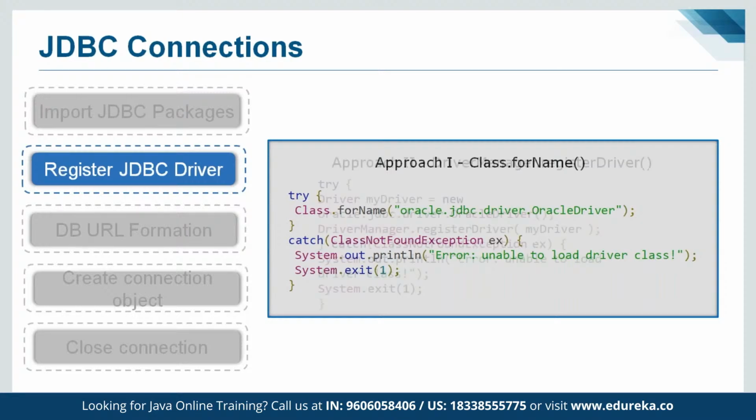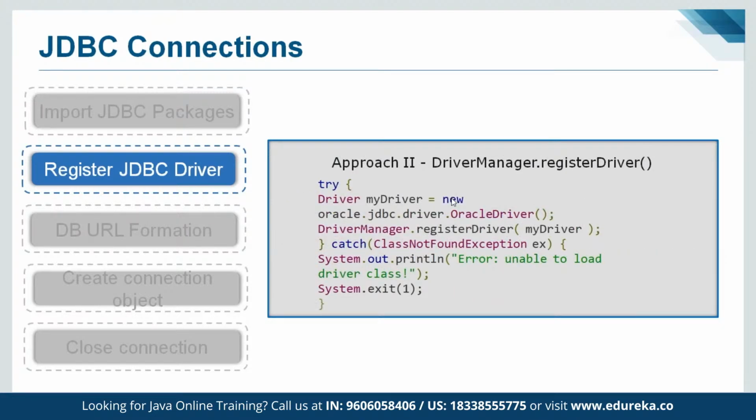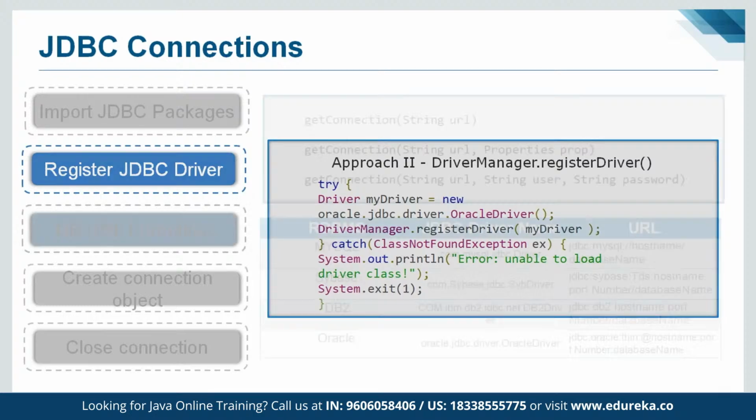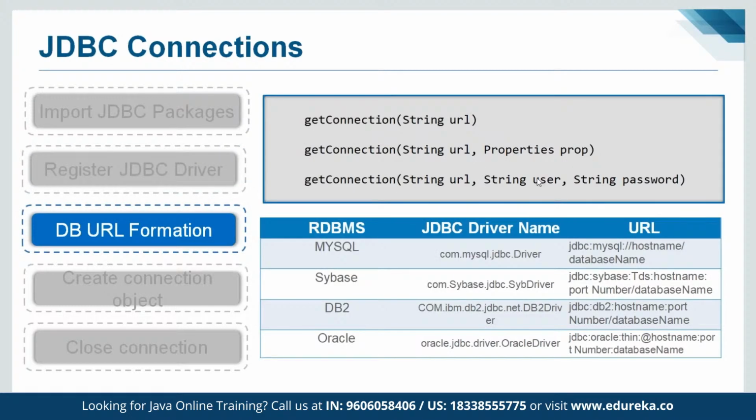Another approach is you create an object of OracleDriver and you call DriverManager.registerDriver. That way also we can do it, rather than Class.forName. This is approach 2. Both these steps are used for initializing a JDBC driver. Then the connection, getConnection with the URL, properties, or username and password.